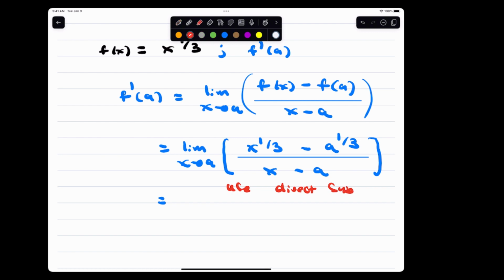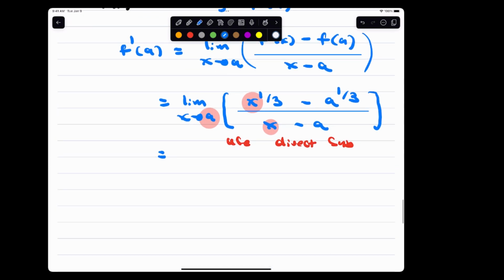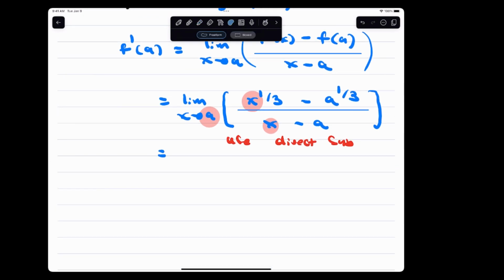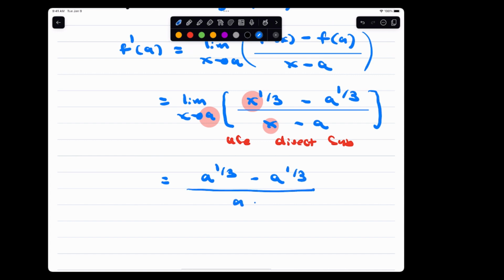So let's plug in that A here. What do you end up with? A to the 1/3 minus a to the 1/3 over a minus a. What does that give you? Do you guys know? 0/0. Indeterminate.